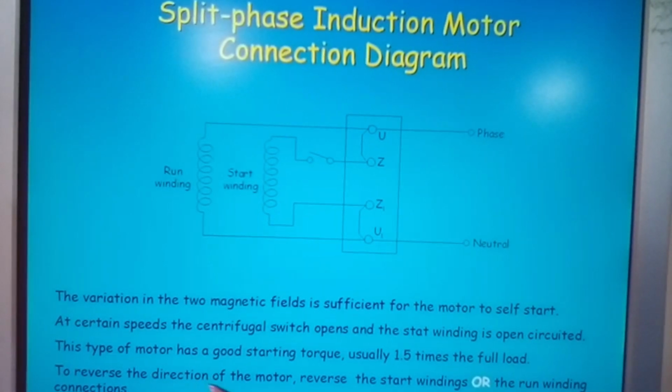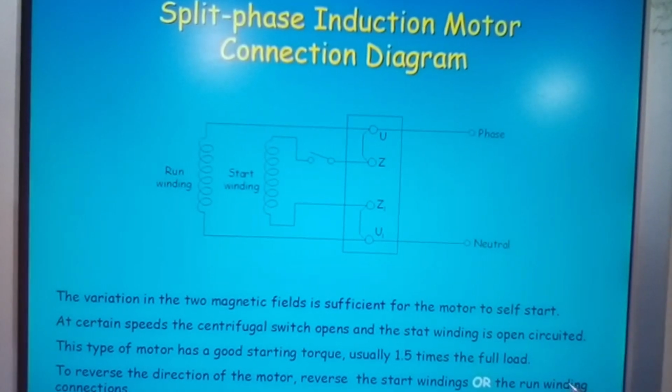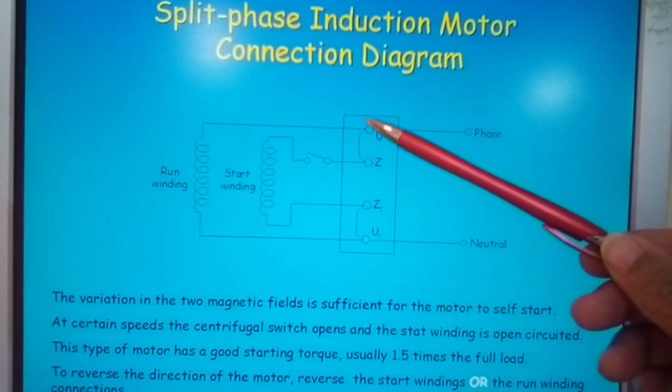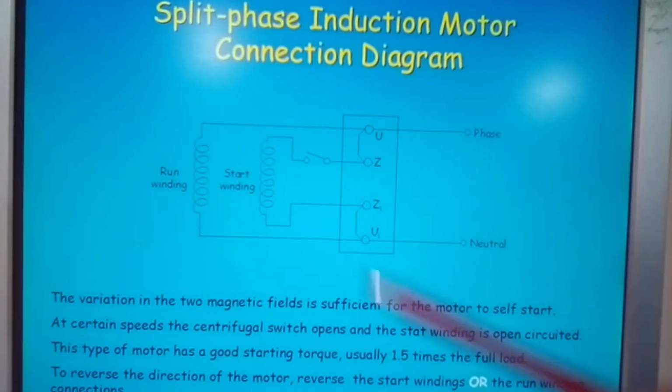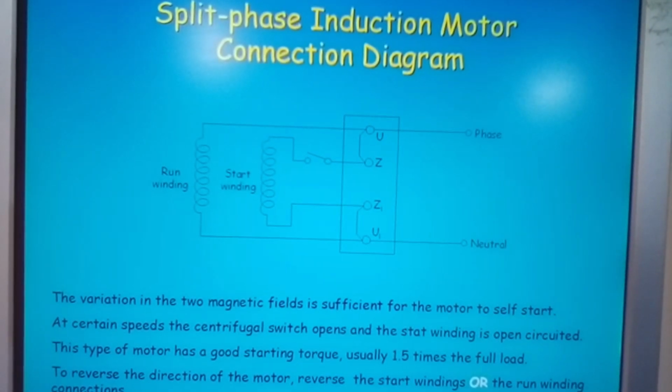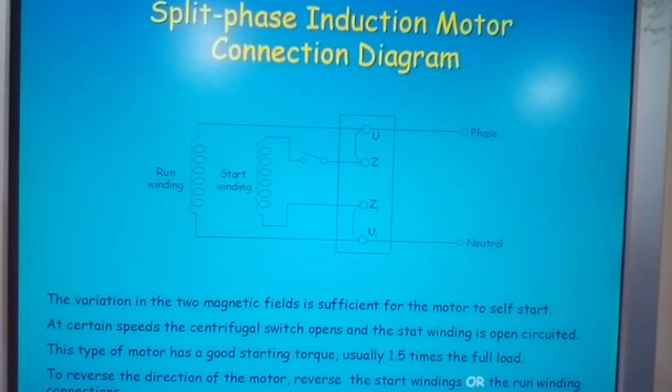To reverse the direction of the motor, reverse the start windings or the run winding connections, and you will see that these connections here can be interchanged. And that will change the direction of your motor.